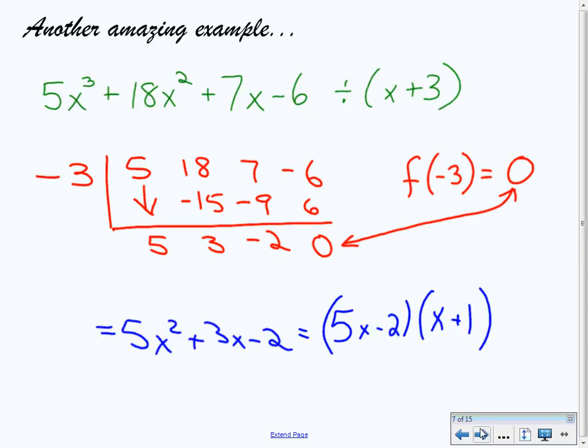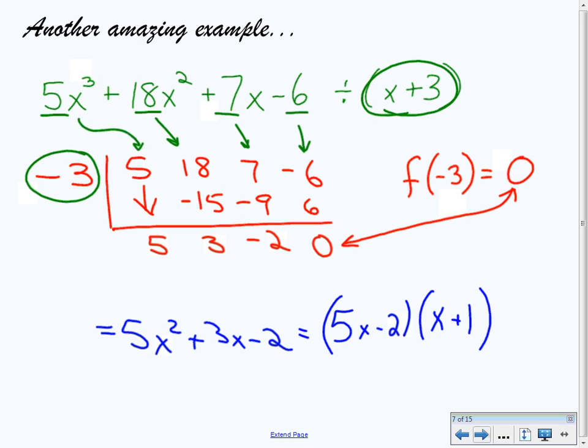Here's another example, and this is already all worked out. Save you some time here. You can just take a look at it, pause the video if you need to. But in green, I have 5x cubed plus 18x squared plus 7x minus 6, and we're dividing it by x plus 3. So just to show you here, I'm dividing by x plus 3. So that's why I have a minus 3 on the outside of my synthetic division. I have all the coefficients here ready to go. There is no placeholder again for this particular example. And I multiplied it all out.